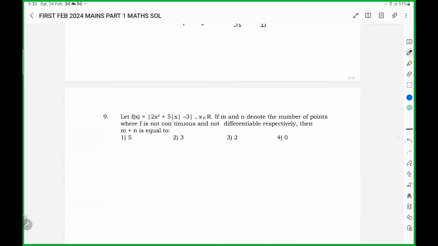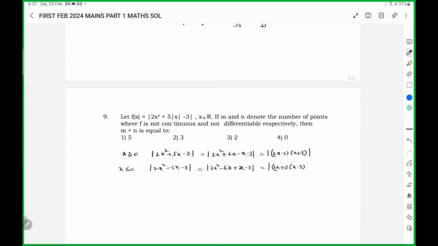Here, whenever modulus is there and we discuss continuity, it is better to have a graph. So we have 2x square plus 5x minus 3, after factorization we get 2x minus 1 into x plus 3. For x less than 0, it is 2x square minus 6x plus, so 2x plus 1 into x minus 3.